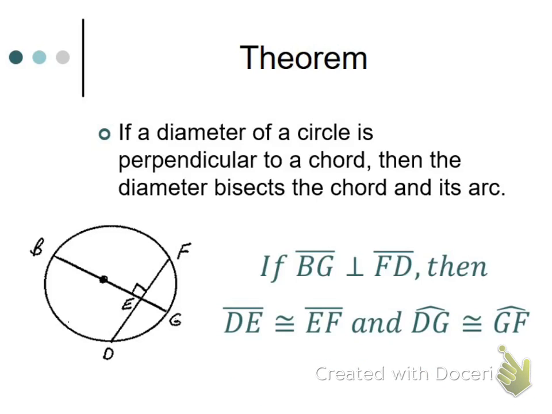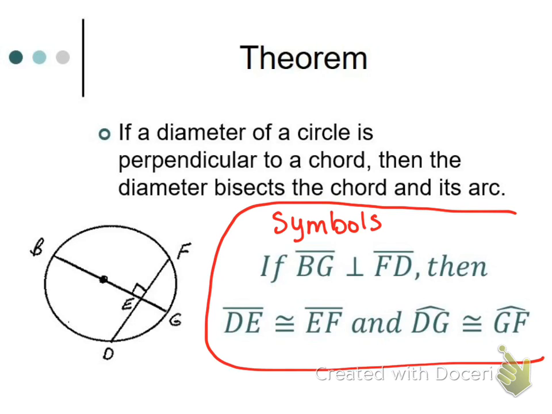We'll also go ahead and put up our symbols that go along with our diagram. So this section over here would be the symbols part. It starts off saying if BG is perpendicular to FD. Remember, that's what that upside down T means, perpendicular. So BG is a diameter. It's perpendicular to FD, which is a chord.